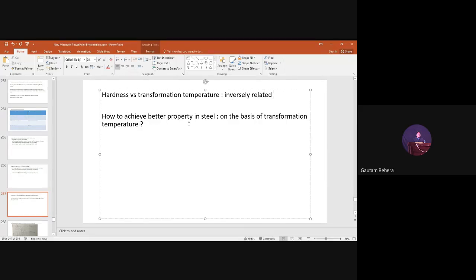So next is how to achieve better property in steel on the basis of transformation temperature. Who can answer this one? Let me see. How to achieve better property in steel on the basis of transformation temperature?